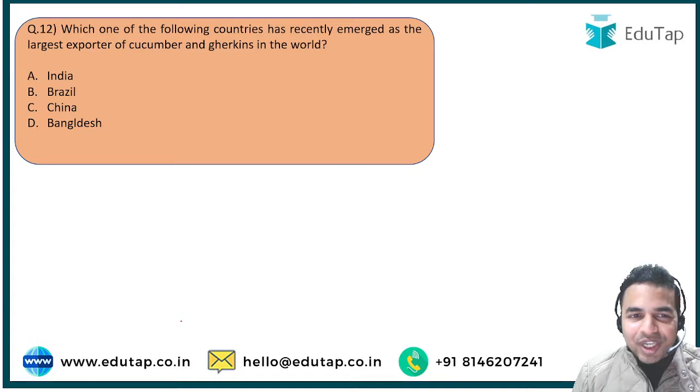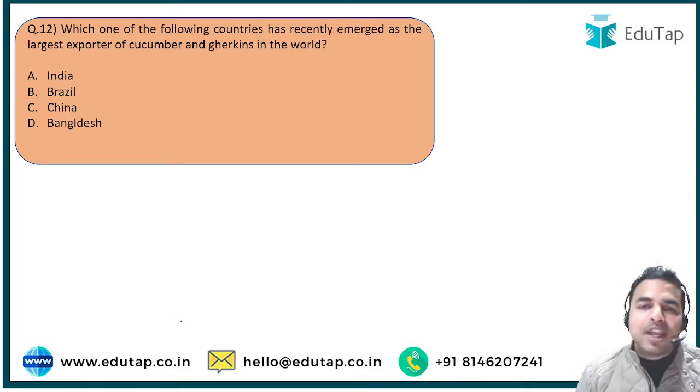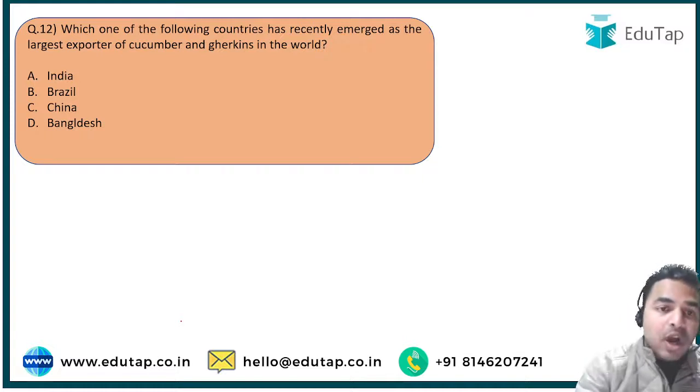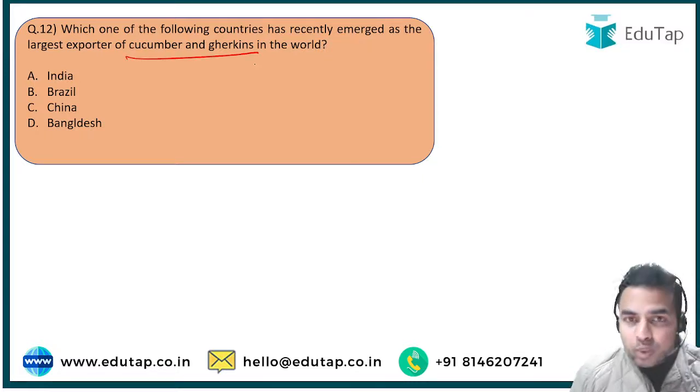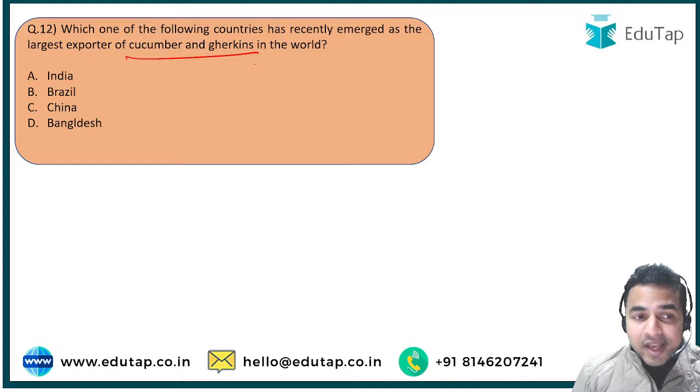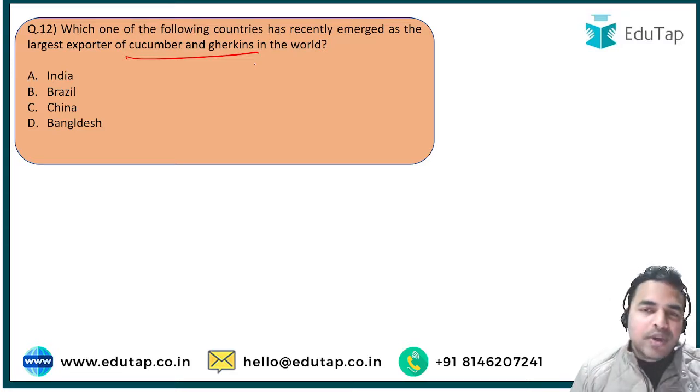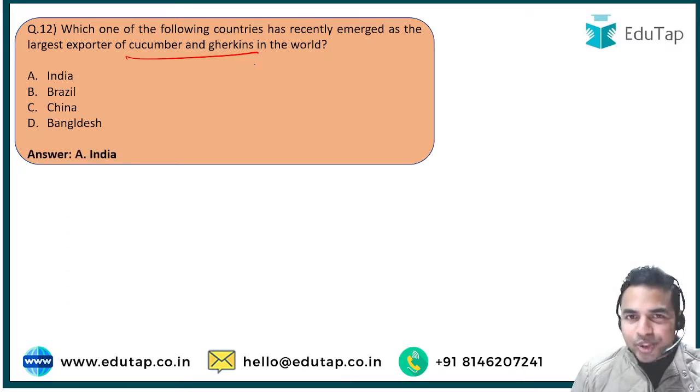Now let's move on to the next question, and the next question is: which one of the following countries has recently emerged as the largest exporter of cucumber and gherkins in the world? Whether it is India, Brazil, China or Bangladesh, do answer the question in the comment section below. My dear learners, this is a very basic and typical current affairs question that you see in the newspapers. The right answer to this question is option A, that is India.